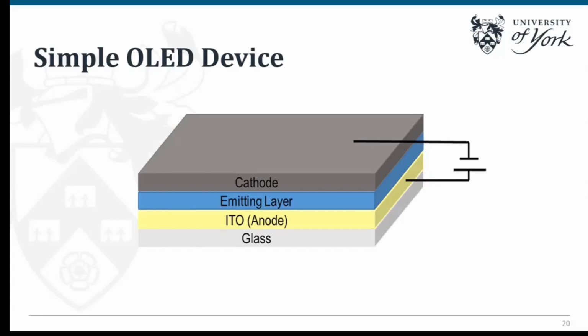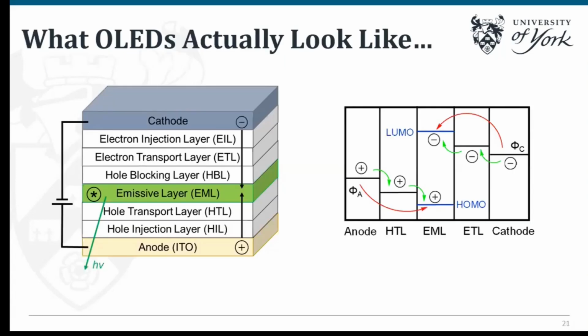In real life, it's a little bit more complicated because you have several additional layers. For example, you might have your cathode, an electron injection layer, electron transport layer, a hole blocking layer, then you get your emissive layer, and then you've got several more before you get to the anode. And this is literally just to make sure that you have the most efficient transport of charge from the cathode through to the emissive layer, and from the anode through to the emissive layer, and that electron-hole recombination is isolated in that emissive layer.